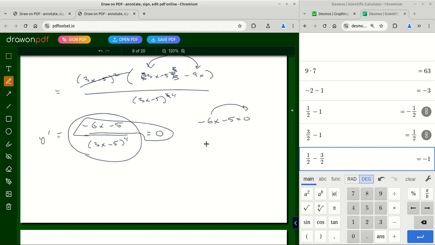Let's move the 6x over. Divide by the 6. And there's your answer: -5/6. I believe they want a fraction, so there you go. That's what I have in my notes, at least. You did it. So that's pretty cool. Whew, that was a pretty big quotient rule.